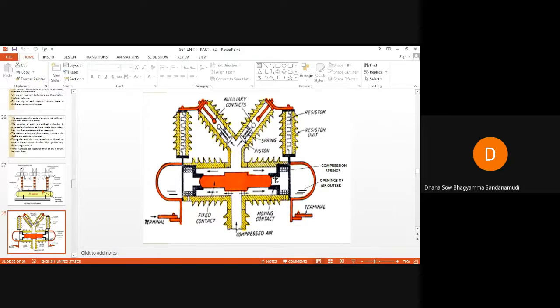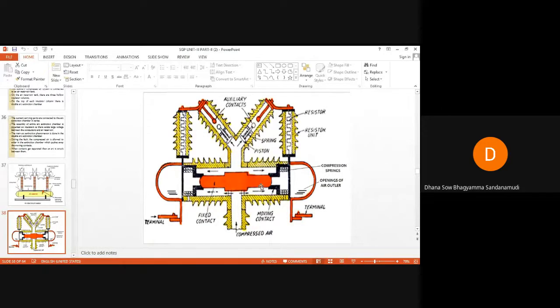For the moving contacts to be in contact with the fixed contact, the compression spring pressure should be higher than the air pressure within this chamber. When the air pressure is less than the spring pressure, the moving contact will be in contact with the fixed contact, and the contacts will remain in the closed position. If the air pressure within this chamber becomes greater than the spring pressure, the contacts will open, meaning the moving contact will move away from the fixed contact. So the opening and closing of these contacts depends on the air pressure as well as the spring pressure.